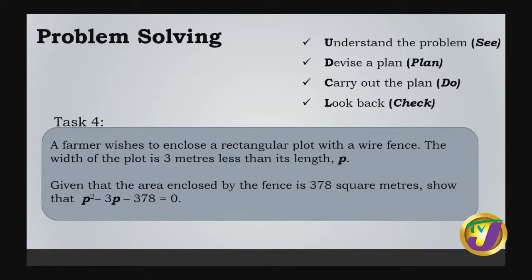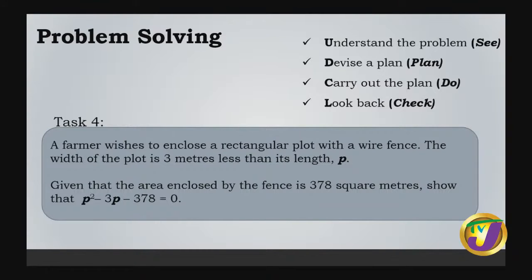All right. A farmer wishes to enclose a rectangular plot with a wire fence. The width of the plot is 3 meters less than its length, P. So the width is 3 meters less than its length, P. And Denise, if you notice, you repeated it. Yes, reading it again will help you to understand or interpret the question.